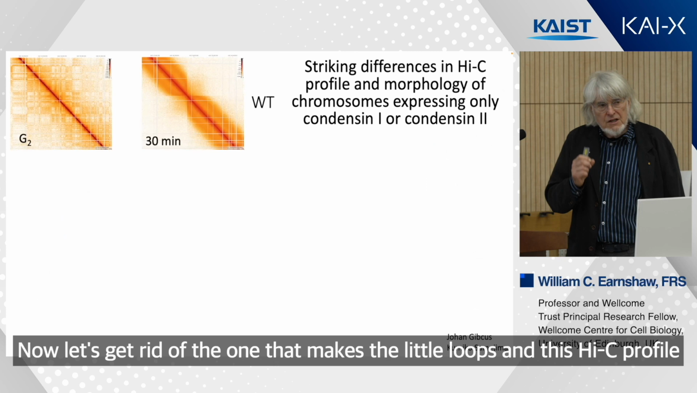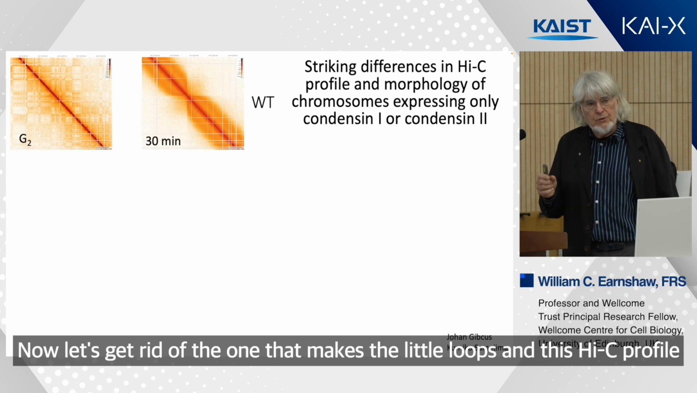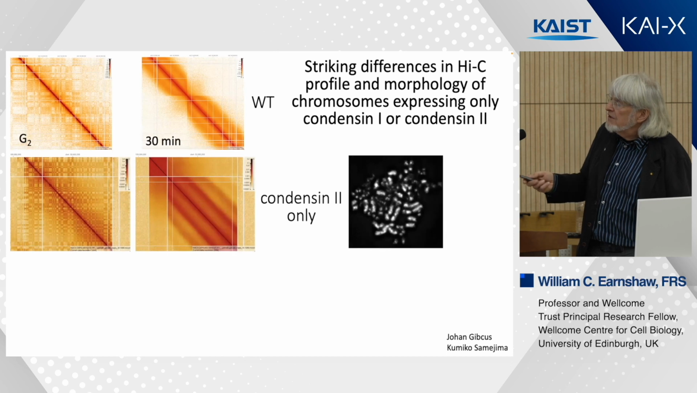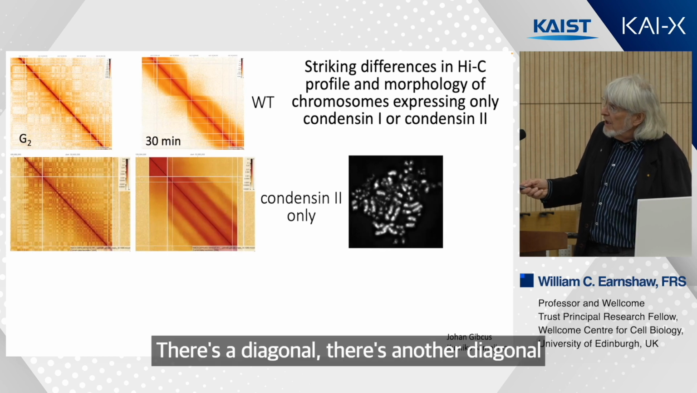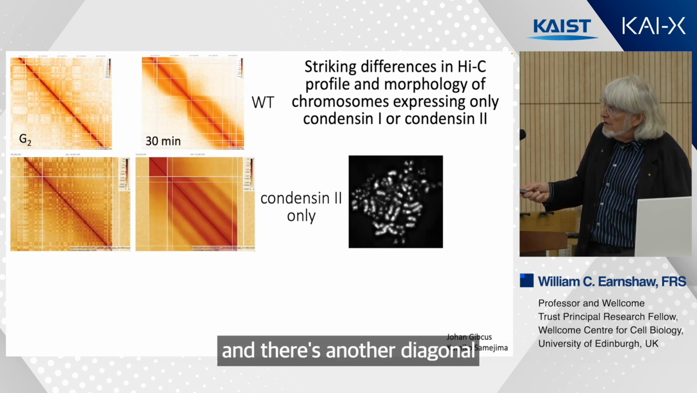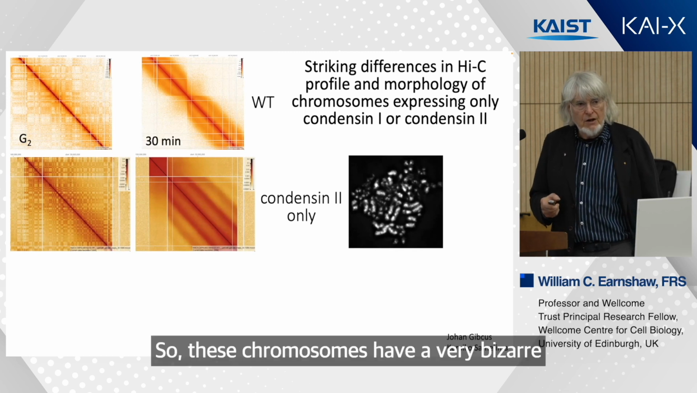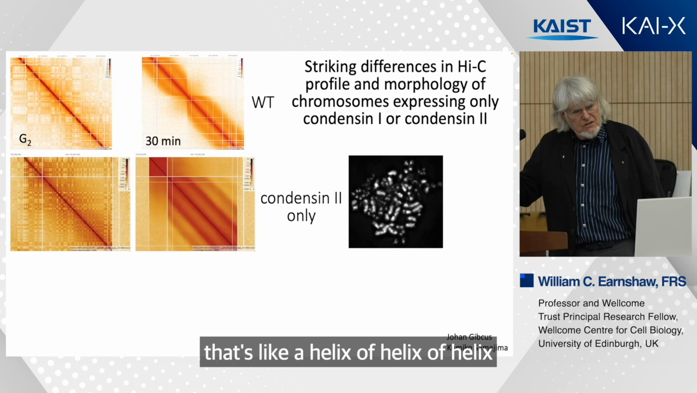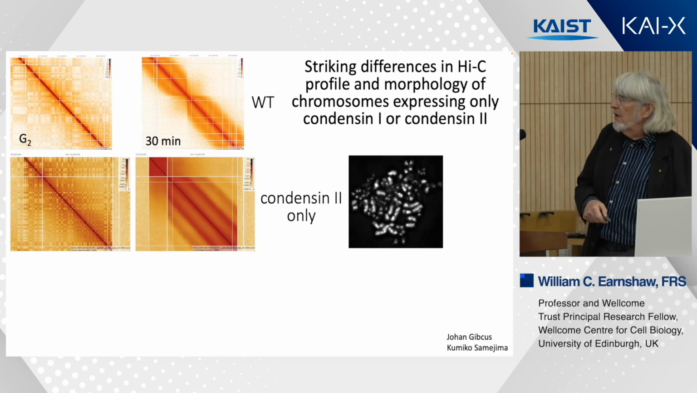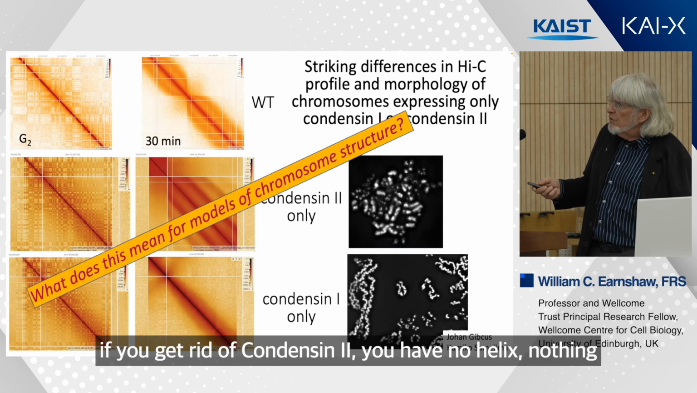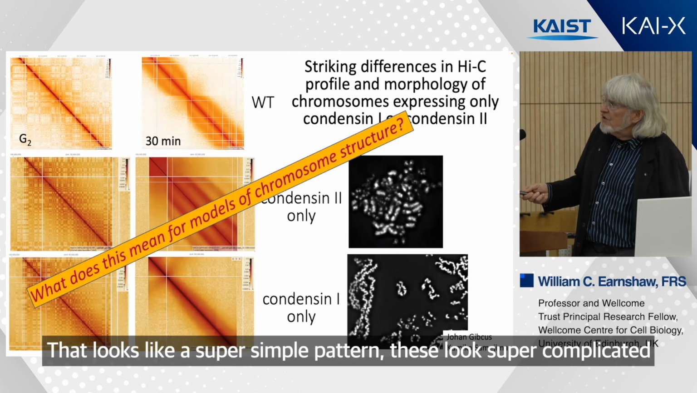Okay, now let's get rid of the one that makes the little loops. And this Hi-C profile, it's insane. There's a diagonal, there's another diagonal, and there's another diagonal. So these chromosomes have a very bizarre organization, it's like a helix of helix of helix. It doesn't make sense. And if you get rid of condensin 2, you have no helix, no nothing. That looks like a super simple pattern.